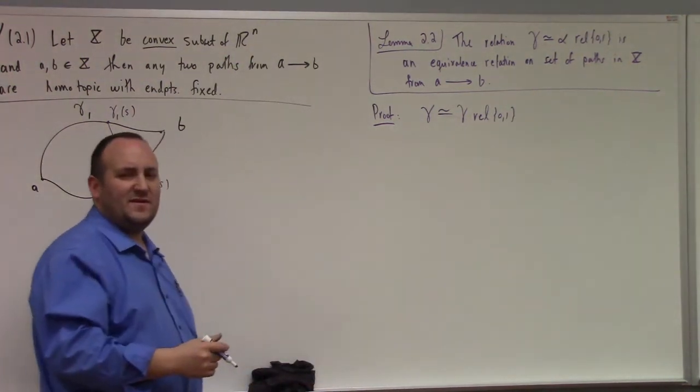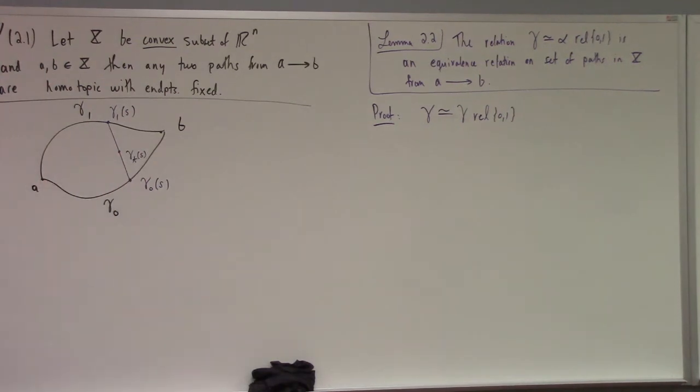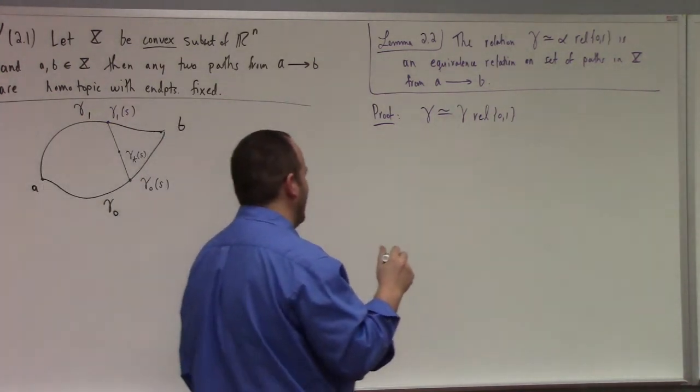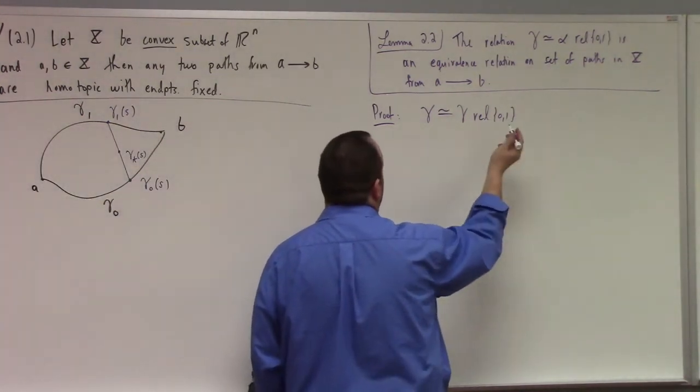You know, it's kind of funny that we don't use H for homotopy here, isn't it? What is the reason for not doing that? Yeah, because H is used for homology group later. That's right.